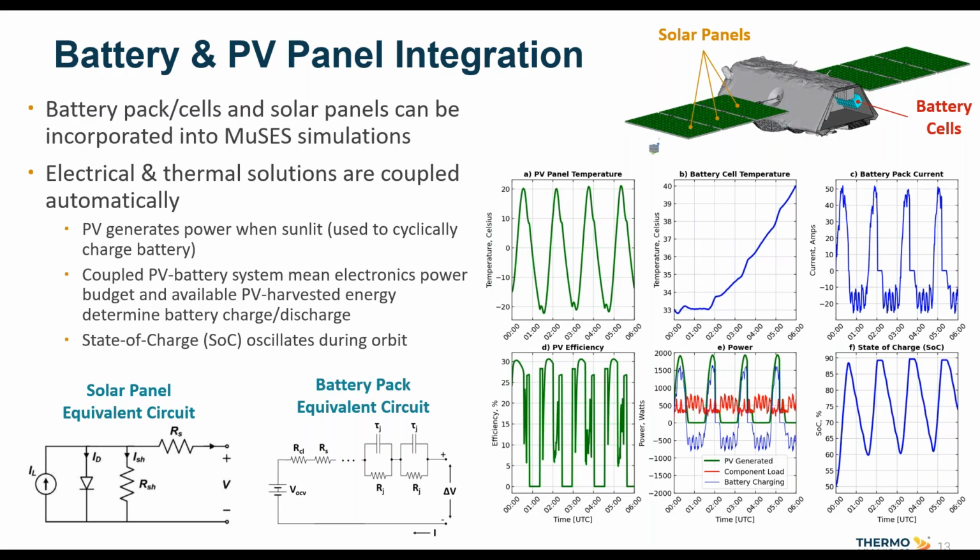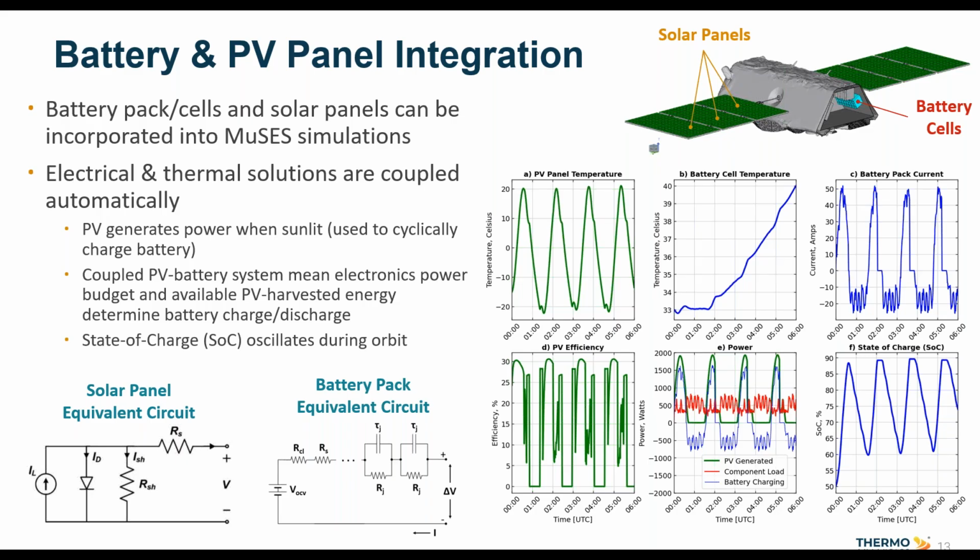In panel A there, we see the average temperature of the solar panel oscillating as it goes in and out of the sun. Then moving to the right there, we see the temperature of the battery. In this case, the temperature of the battery is going up during the simulation because we did not employ any sort of thermal management on the battery itself. We just let it do what it was going to do to show a baseline configuration. Panel C, we see the pack current of the battery, and that is positive when it's being charged and negative when it is discharging during the eclipse periods.